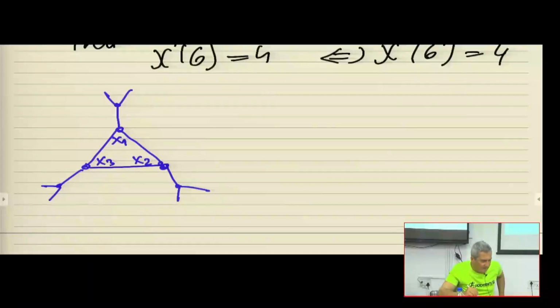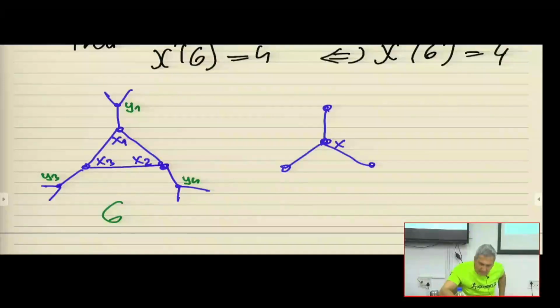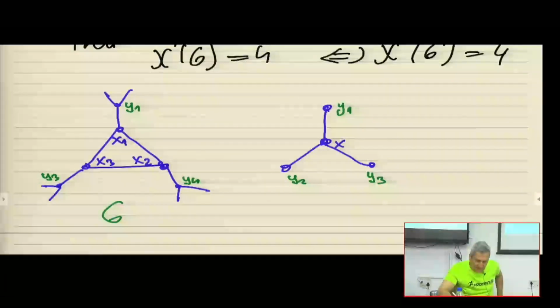Then we have our graph G, and let's say here are y1, y3, y4. Now we contract this into a vertex x. No, this is y2. Sorry. This is the graph G prime.